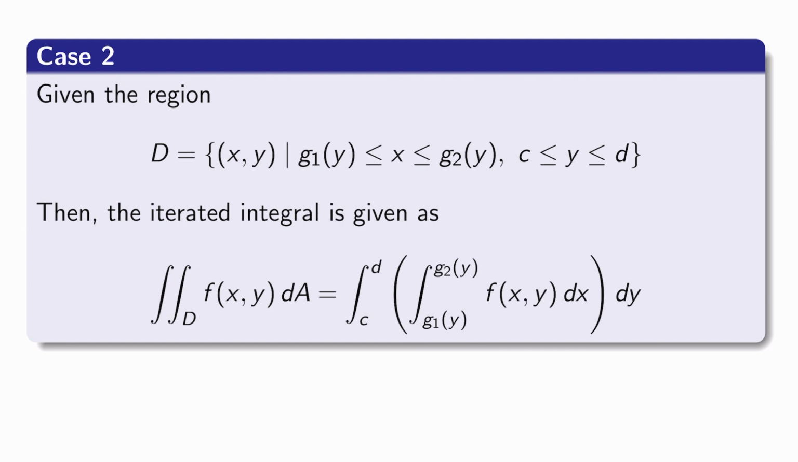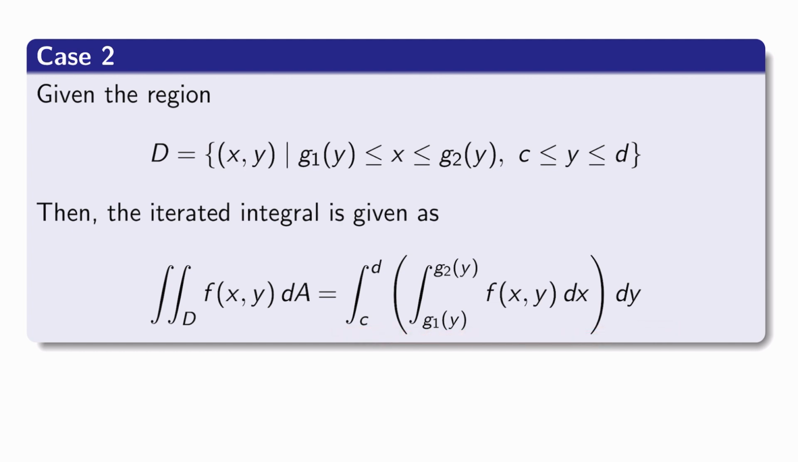With case 2, we have the region D defined to be (x, y) such that x lies in between g1 of y and g2 of y and y lies in between c and d. So here x is defined to be the general region. So we should first compute with respect to x, then we compute with respect to y. So that's the iterated integral that will be given below.